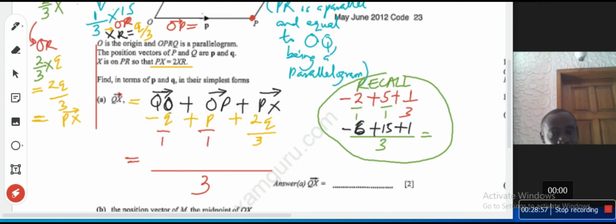You know what we want to add was minus q plus p plus 2q over 3. So let's apply the same principle. The LCM is 3. So 3 divided by 1 times q, minus 3q. So that's minus 3q plus 3p. 3 divided by 1, 3 times p, that's 3p, plus 2q. 3 divided by 3, 1 times this, that's 2q.